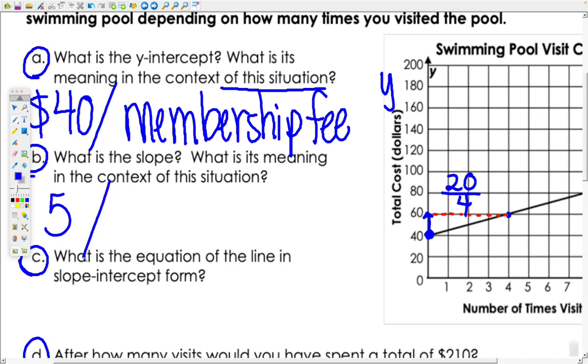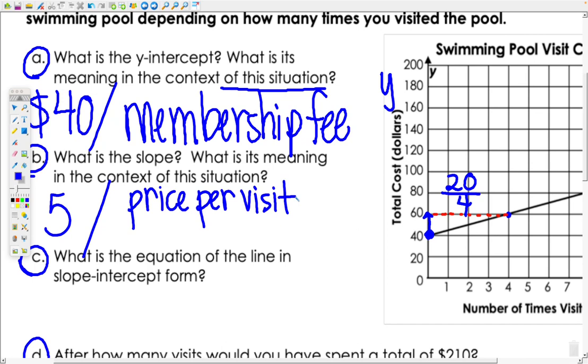What does it mean in this word problem? Each time you use the pool. Hold on. Say what? There you go. It is what you pay every visit. Okay? That's what you pay every visit. So I'm just going to say the price per visit.